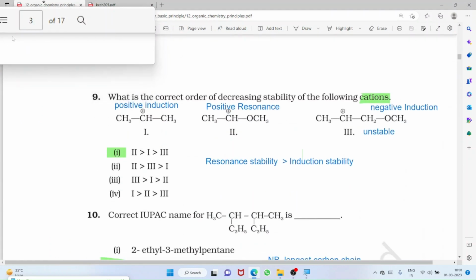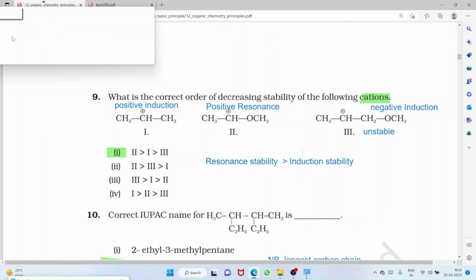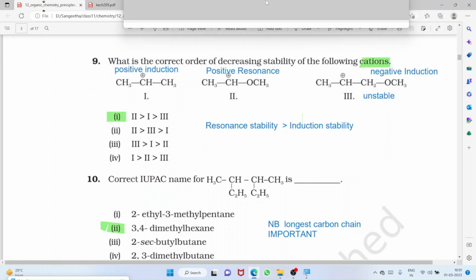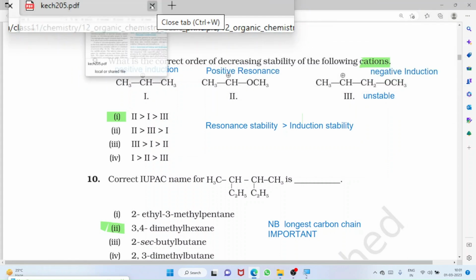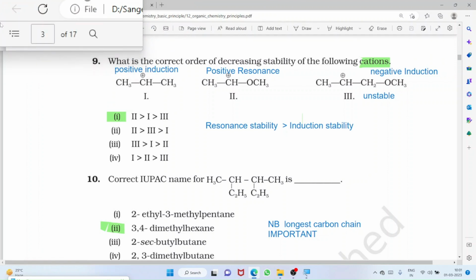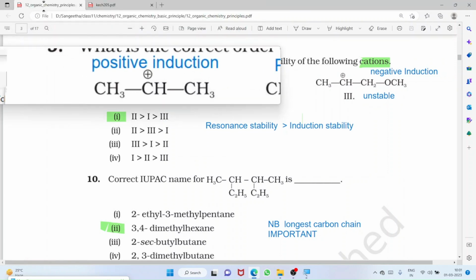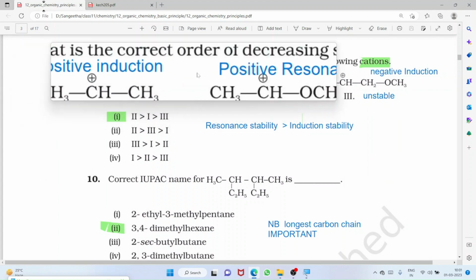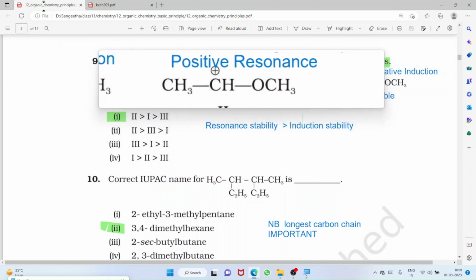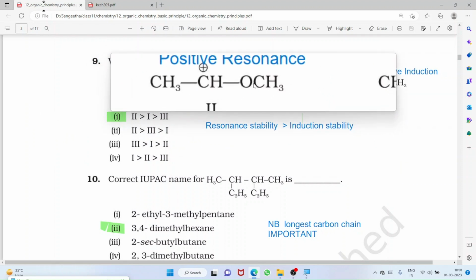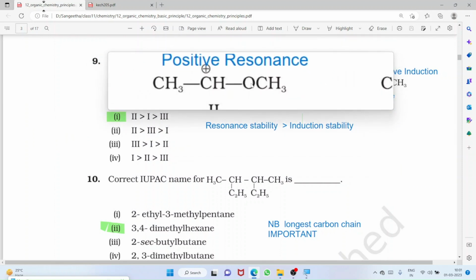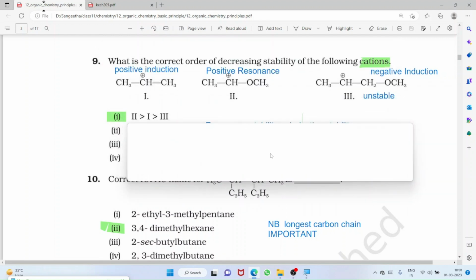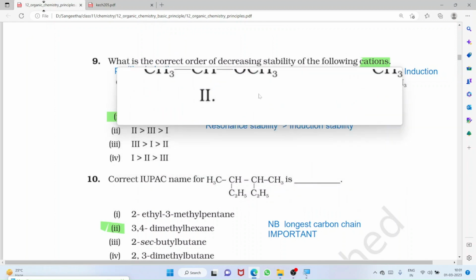What is the correct order of decreasing stability of the cation? See, this is important. They are asking about a cation. Okay, so decreasing stability, the most stable should come first. So here, this is the electron donating group, so this is a stable compound. But here, this is also stable, but here there is resonance. The C=O double bond will produce lesser resonance structures. Resonance is more stable than induction. Okay. Here resonance is there.